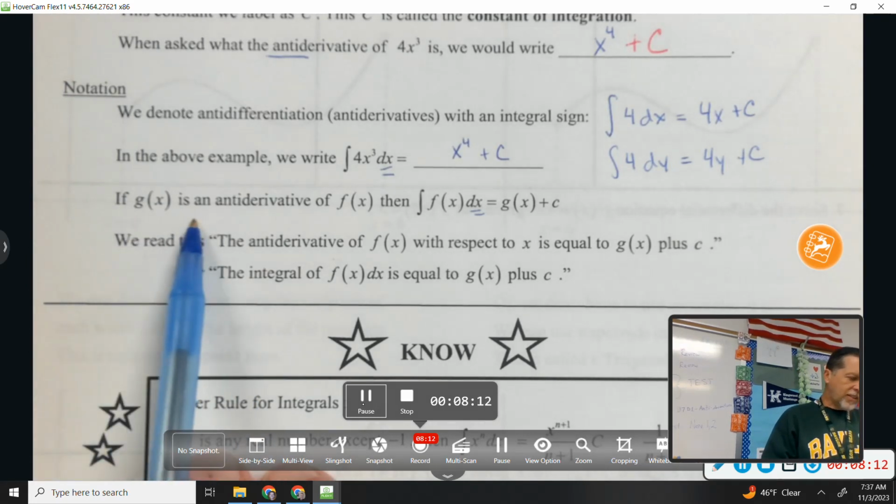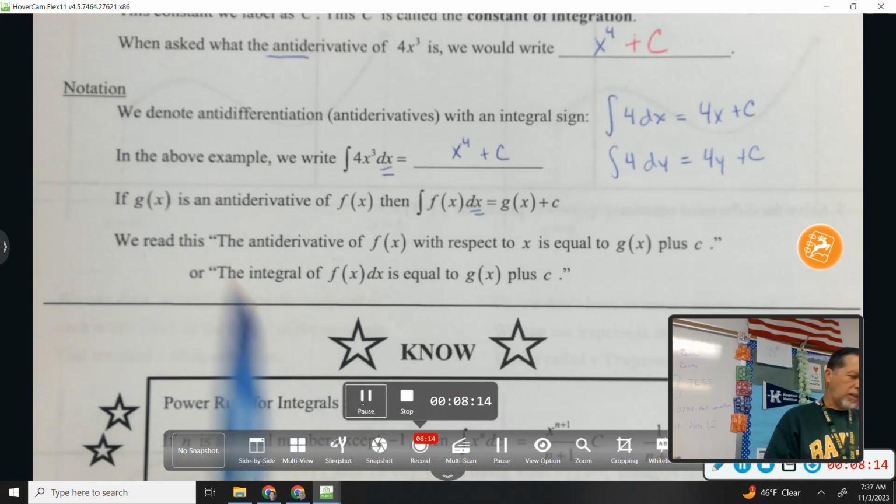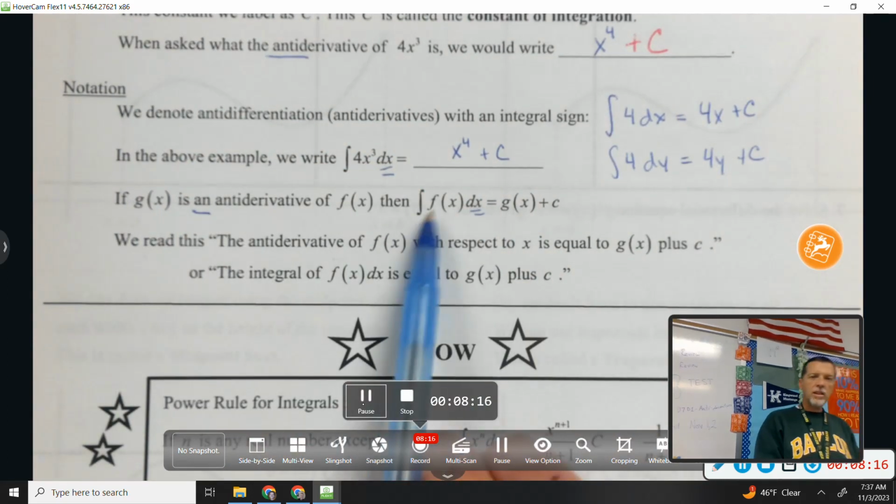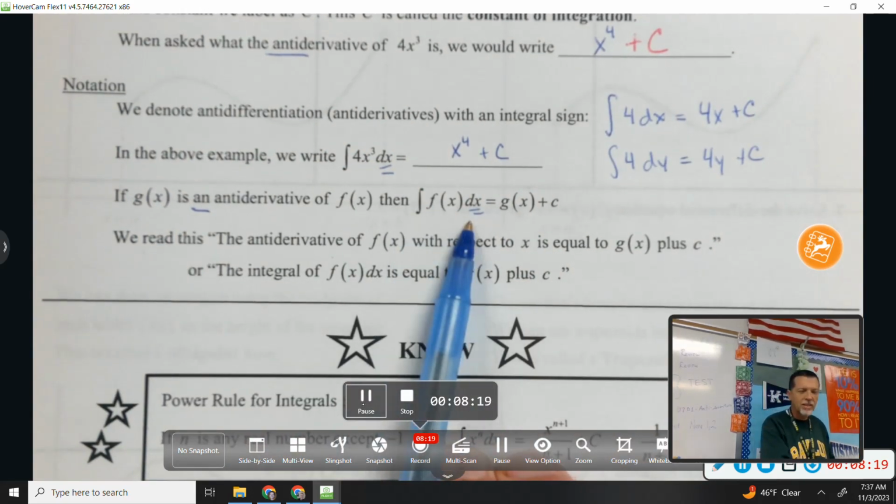If g of x is an antiderivative of f of x, meaning there's more than one, then we could say the antiderivative of f of x is g of x plus c.